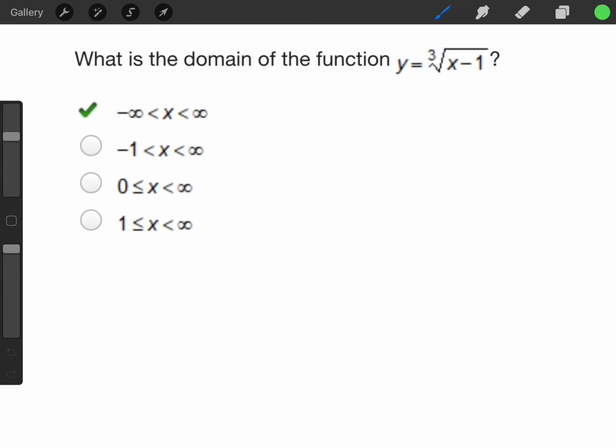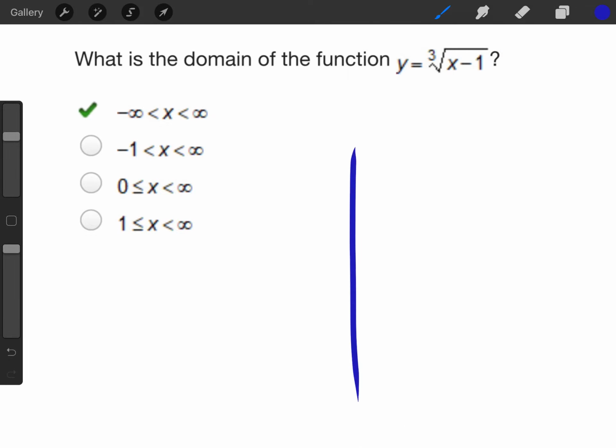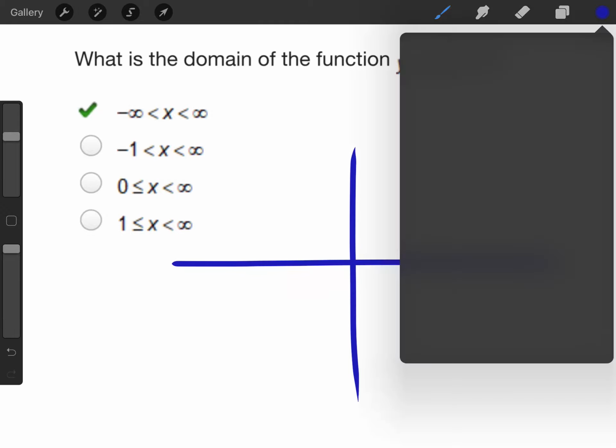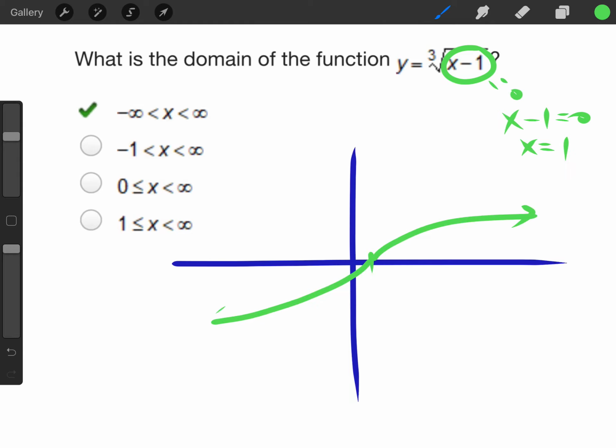All right, what's the domain for this? It's a similar one, right? Maybe I can just explain this a little more. This time it's going to be a cube root again, but x minus 1 set equal to 0. So x equals 1, and you're going to go towards the right. It's going to go both ways, so it's still all real numbers, from negative infinity all the way to positive infinity.